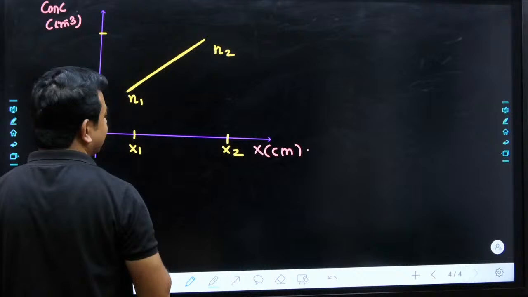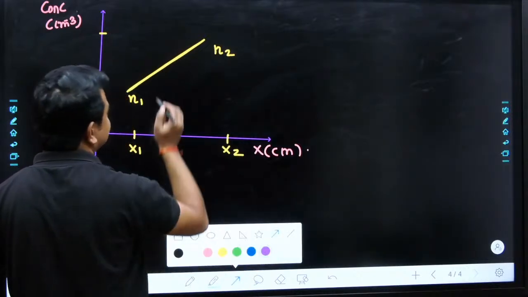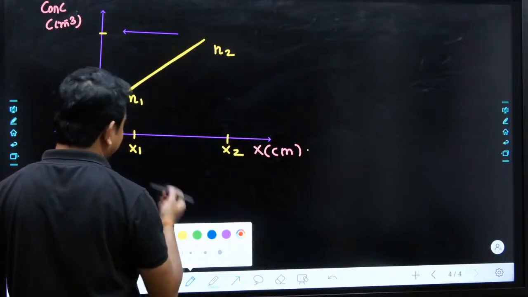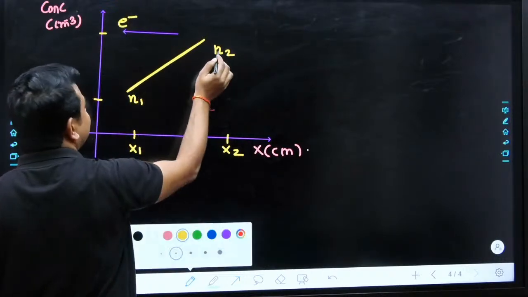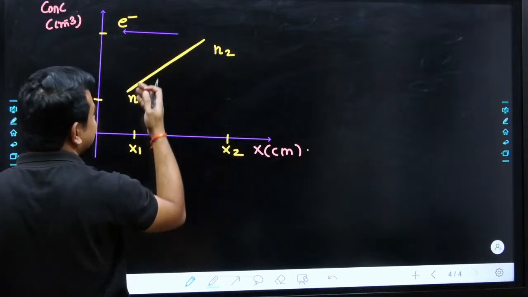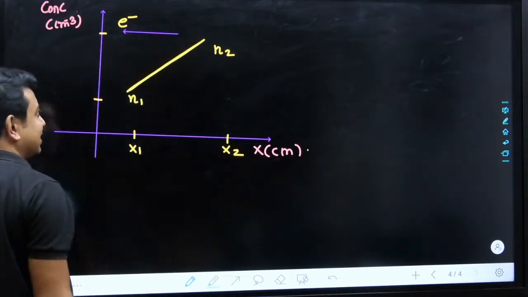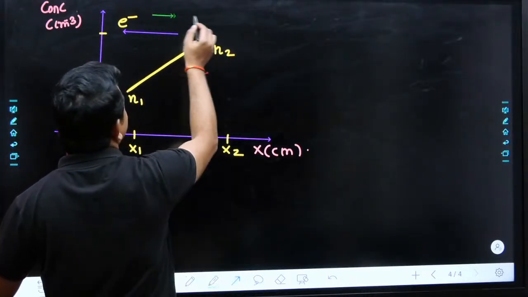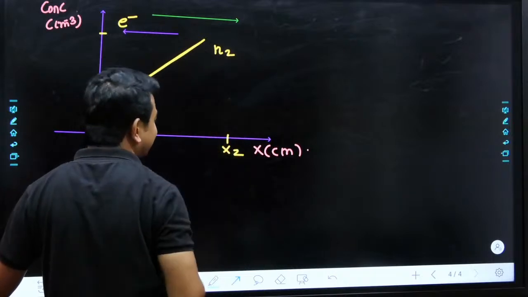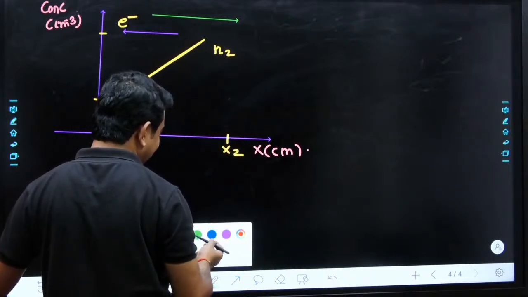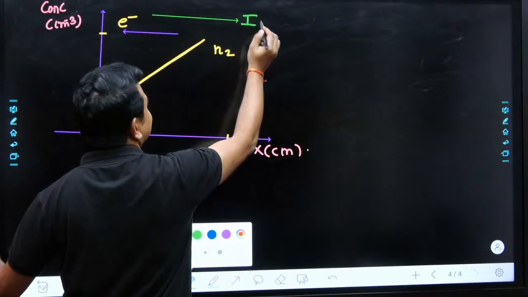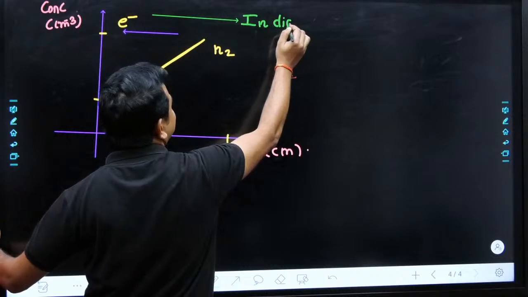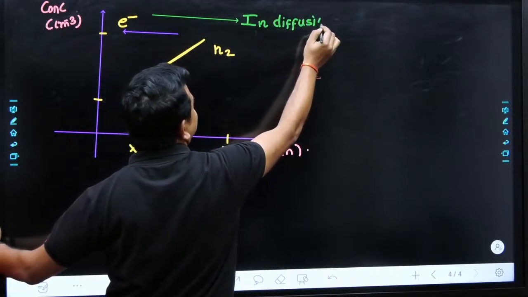Then the electron is moving in this direction. So, the electron is moving in the negative x direction. This is the direction of movement of electrons, because the concentration of electrons at distance x2 is greater than the concentration at distance x1. Then the direction of current in this figure will be in this direction. So the current is in the positive x direction, and this is given by In diffusion, because we are concerned about the diffusion current.